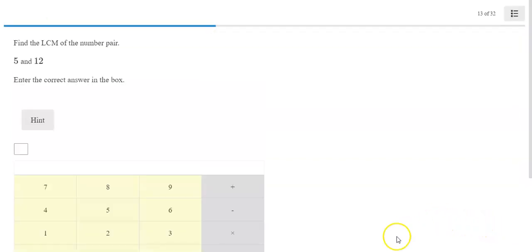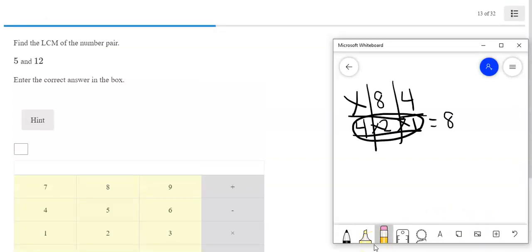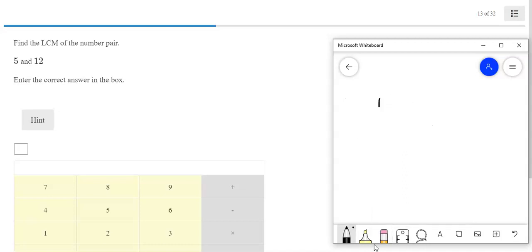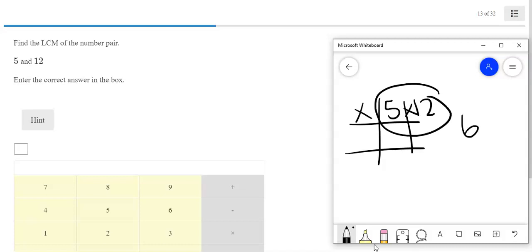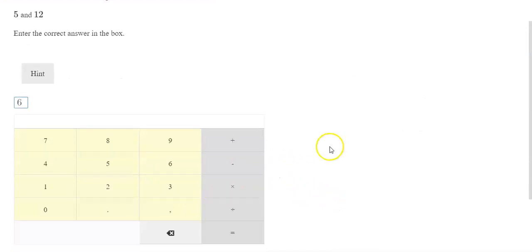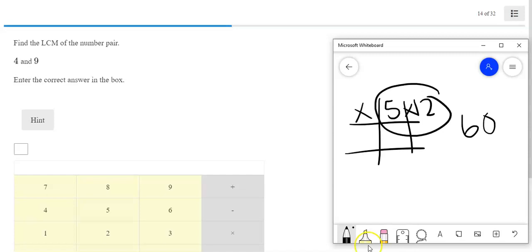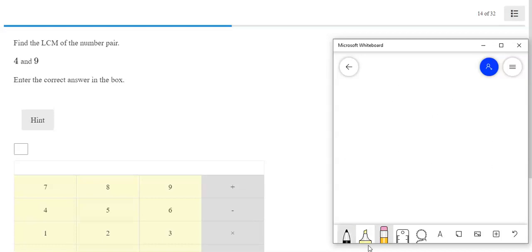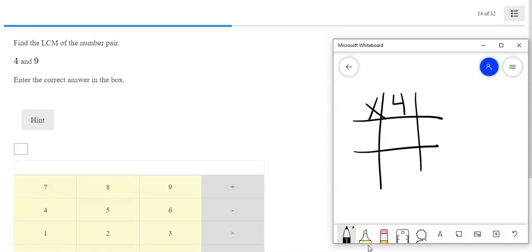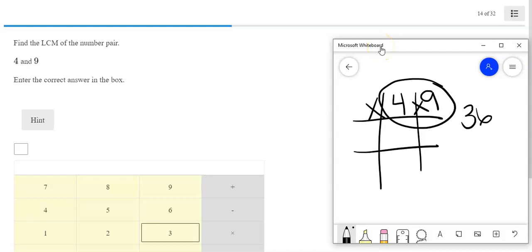Okay, let's look at 13. We're going to find the LCM of 5 and 12. Nothing can go into 5 and 12, so we're just going to multiply those together, and we get 60. 14, LCM of 4 and 9. Nothing can go into 4 and 9, so you're going to multiply those together. 4 times 9 is 36.